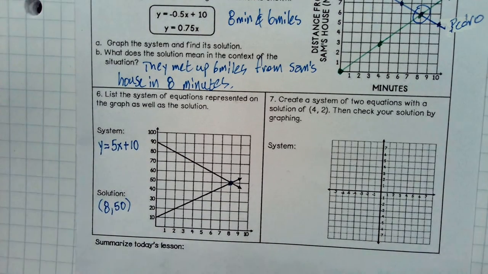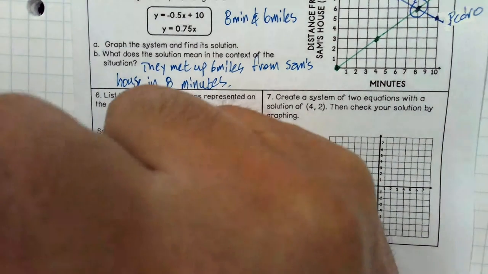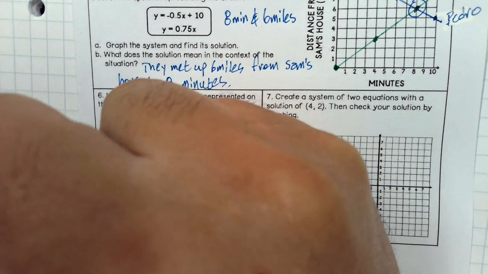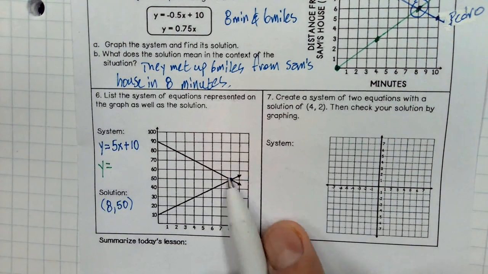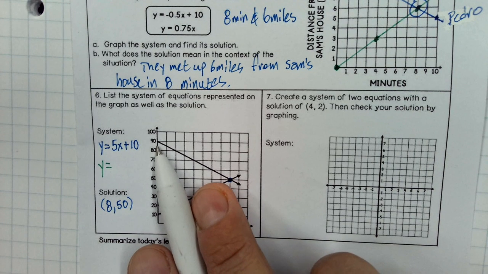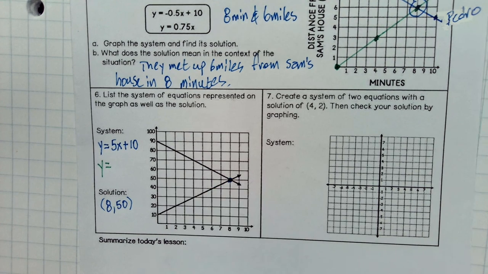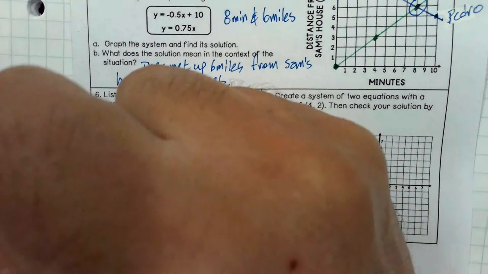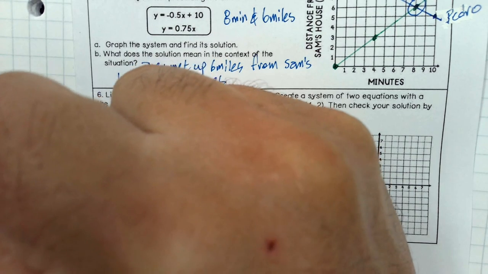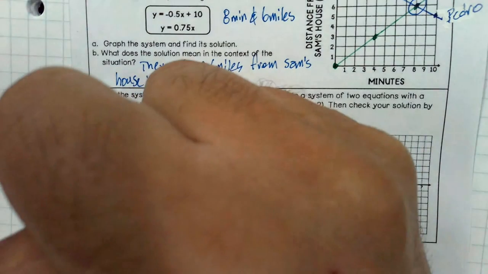Let's figure out this one, the other line. Where's this one crossing? 90. And what's the slope? Negative 10 over 2, which is negative 5. Plus 90.